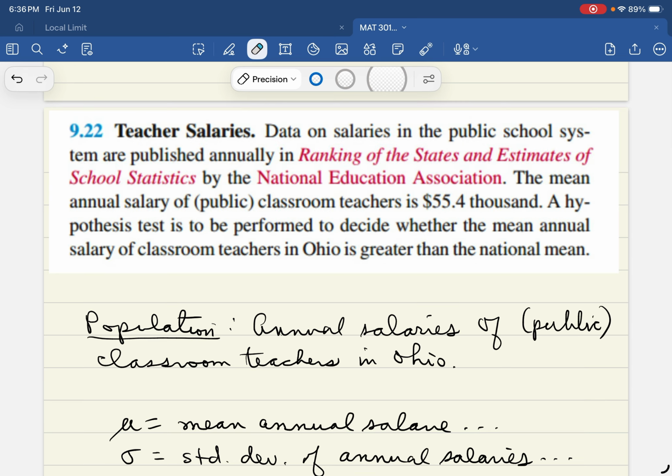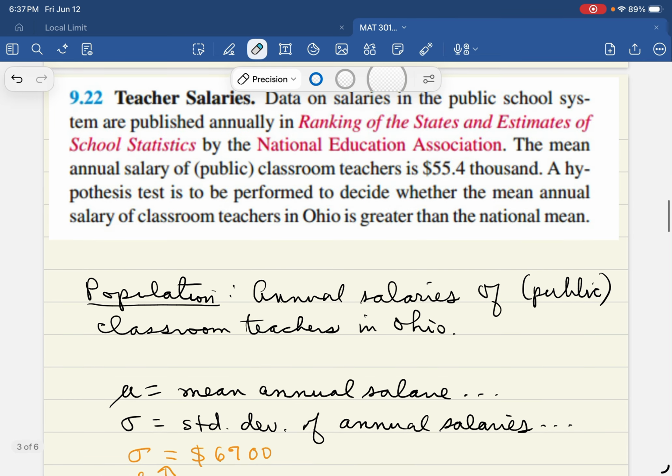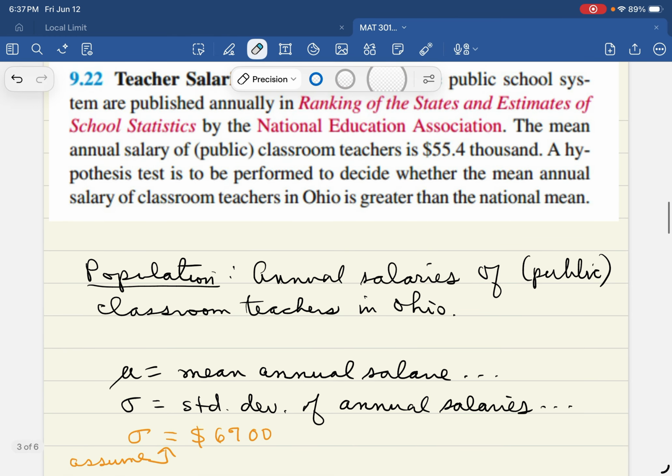So just to recap, the population here is the annual salaries of public classroom teachers in the state of Ohio, and the unknown here is mu, which is the mean annual salary, and then sigma is the standard deviation of the annual salaries. And for this problem, we're going to assume that sigma is known and equal to $6,700.